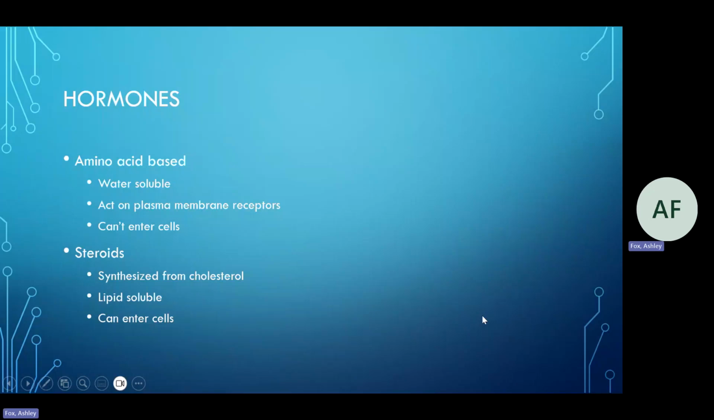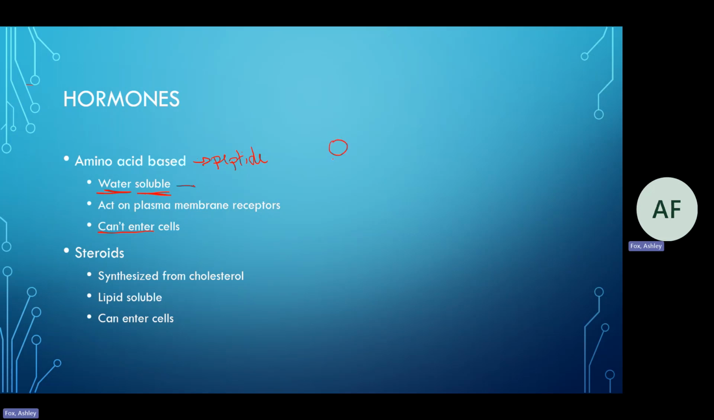Now, continue on looking at hormones. So we've talked about different types of hormones. So we have the amino acid based hormones, whether polypeptide or peptides. These are all going to be water soluble, meaning that they cannot enter the cells. So they can't go in.